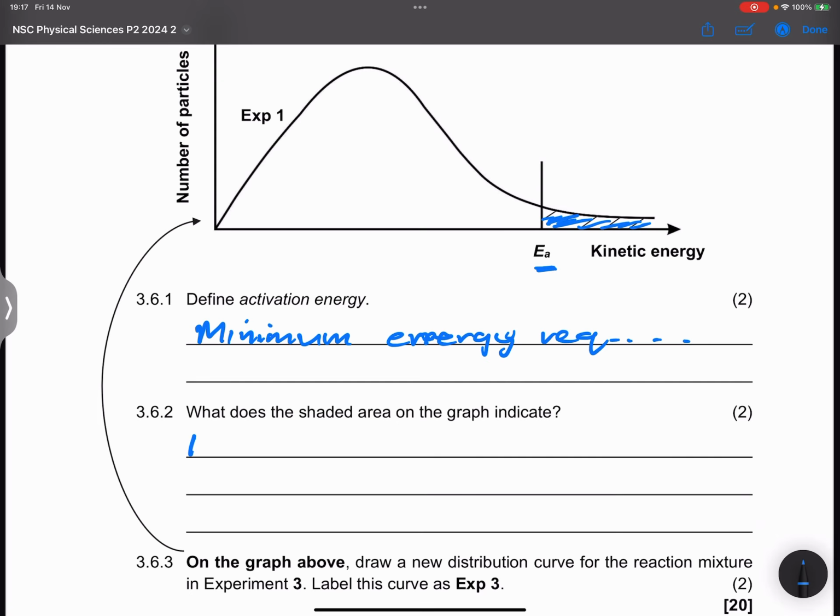So we can say these are the number of particles with kinetic energy EK greater than EA, and therefore have sufficient kinetic energy to undergo reaction.